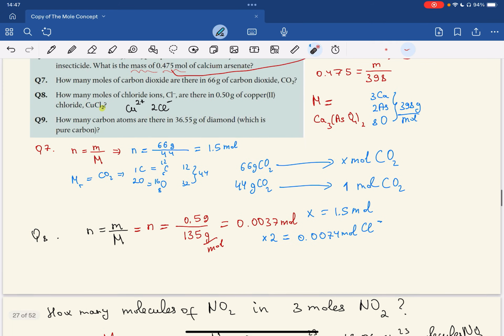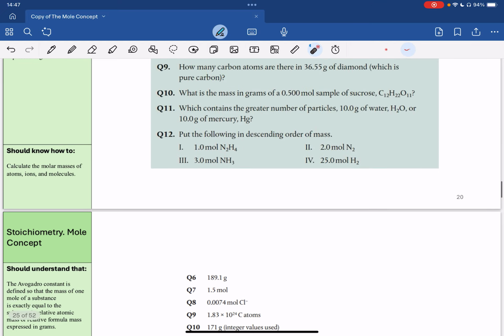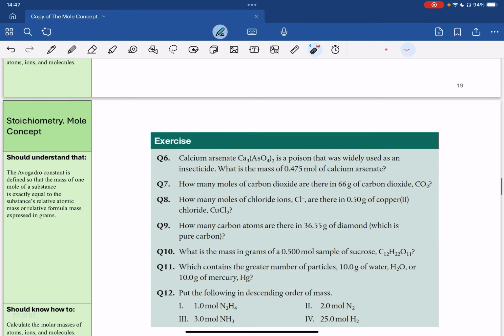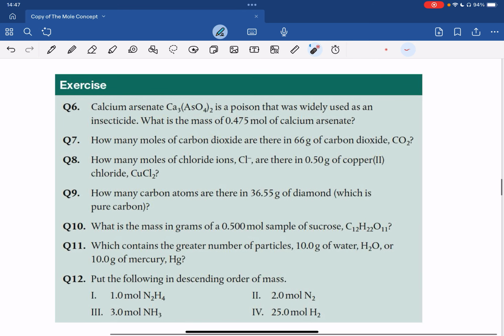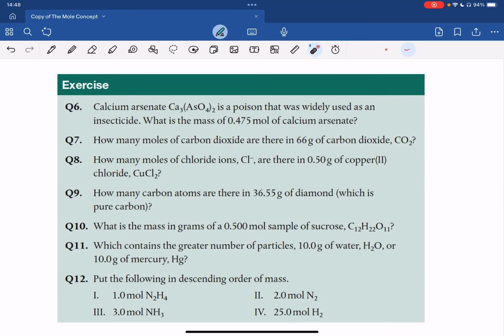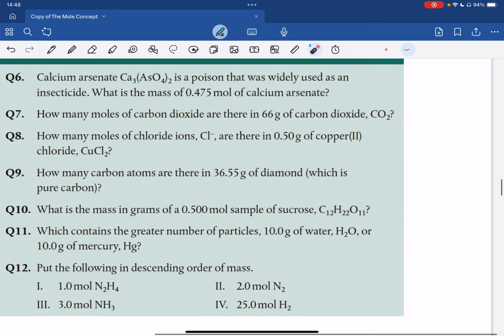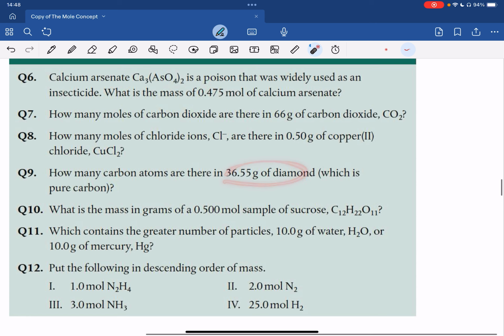Let's take a look at question number 9. If you see question number 9, this is another type of question. How many carbon atoms are there in 36.55 grams of diamond? So we have a mass in grams and it asks for the atoms. Always remember that whenever there is not a mole, we can easily change to the mole. So mass is given, yes? Which formula will we use to find the mole? n is equal to m divided by capital M, yes? So given mass is 36.55 grams.